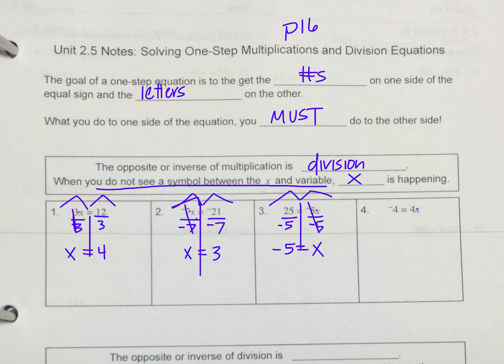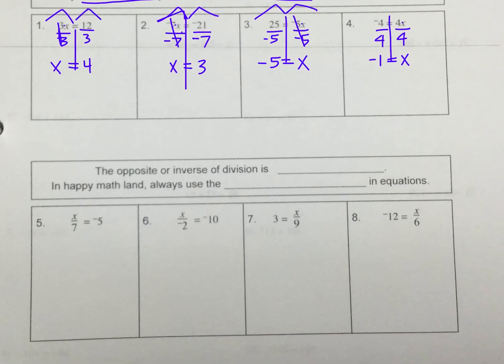All right, same thing. That 4x is being multiplied, which means I need to divide by 4. -4 divided by 4 is -1, equals x. So that's what we do when we see problems with multiplication in them.